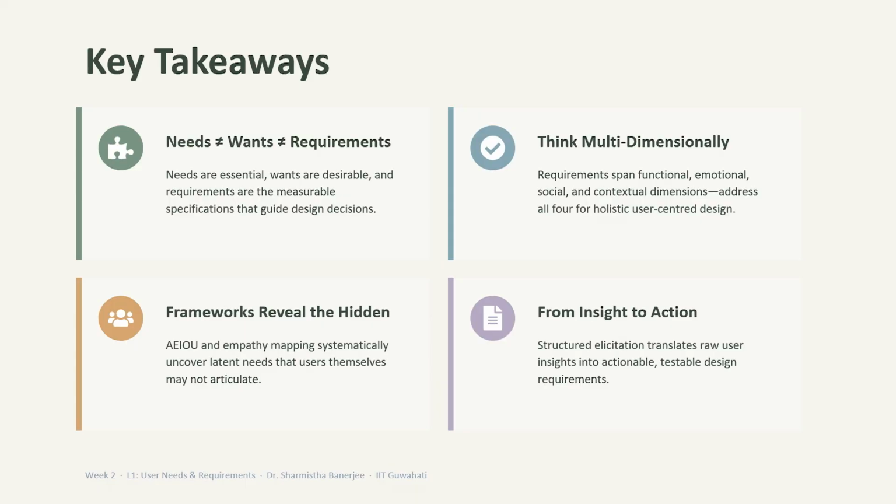So your purpose in your user research should be to understand that progress, that purpose, and then design appropriate products or product service systems which help to achieve that. And then you can really feel, and your users will feel, yes, my job is done. So the key takeaways from this lecture are: needs, wants, and requirements are three different things, and you need to understand them. You should think multidimensionally. So the requirements span functional, emotional, social, and contextual dimensions, and you need to holistically address them whenever you are trying to do user-centered design and, as a result, user research.